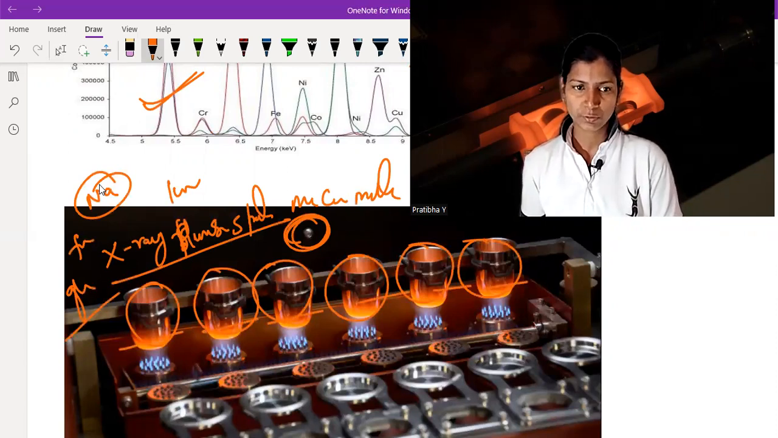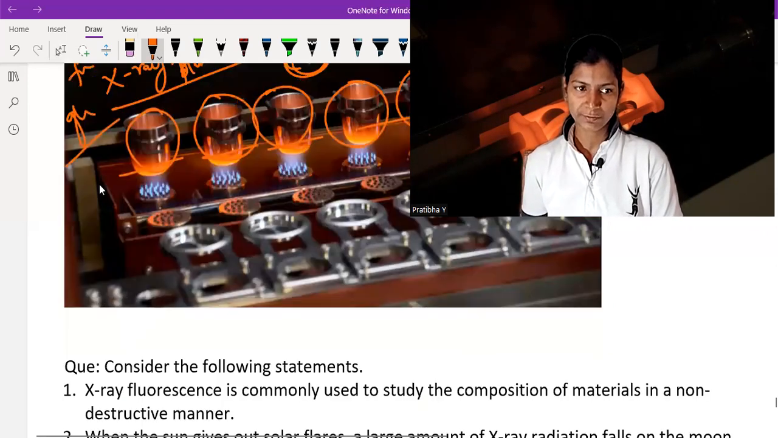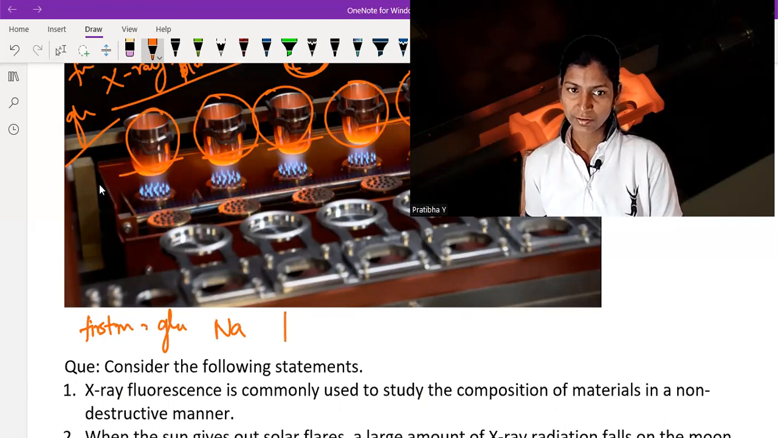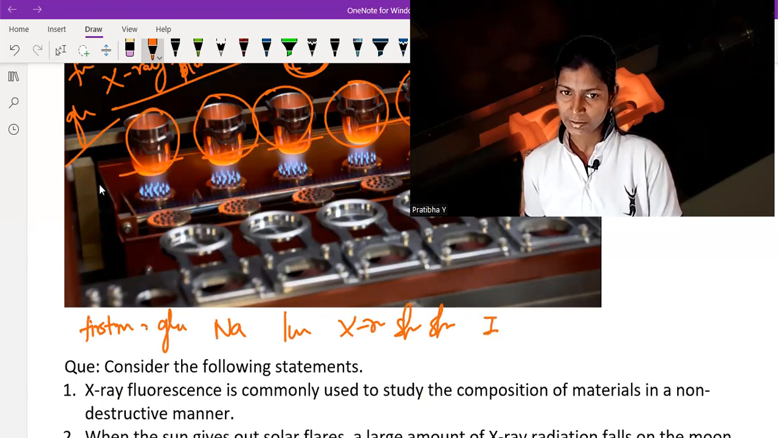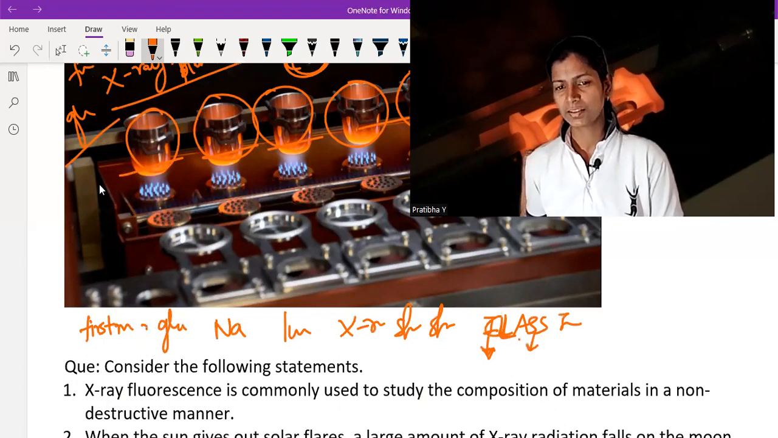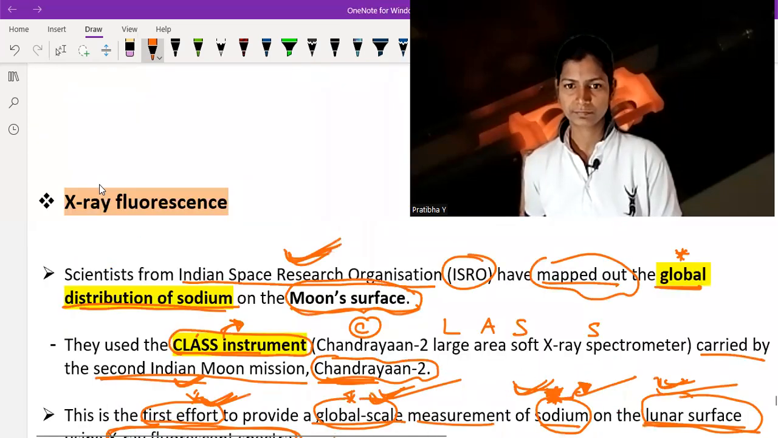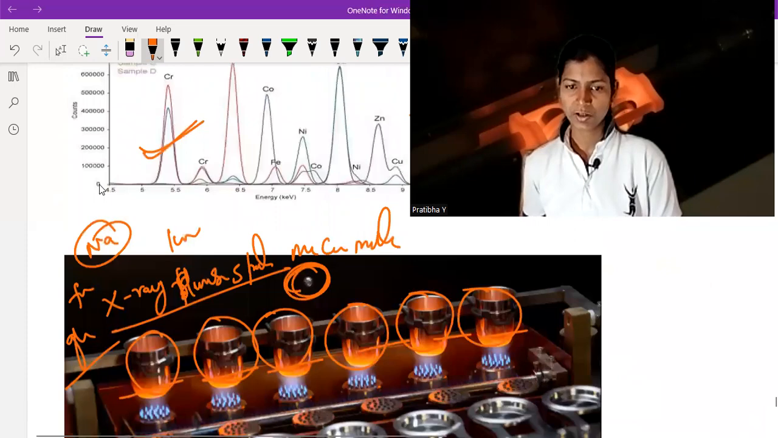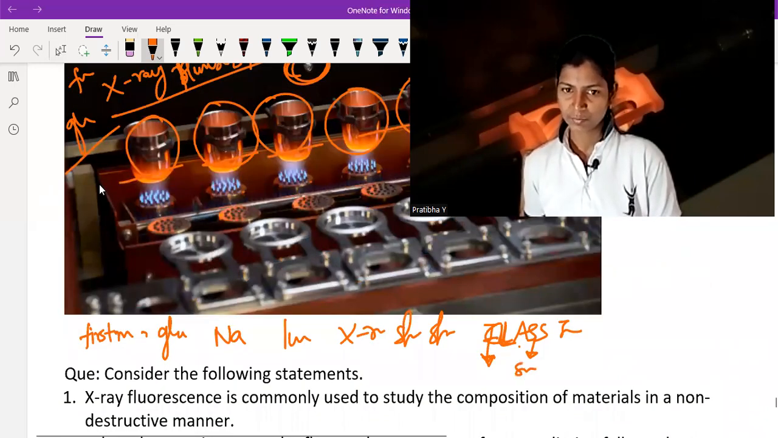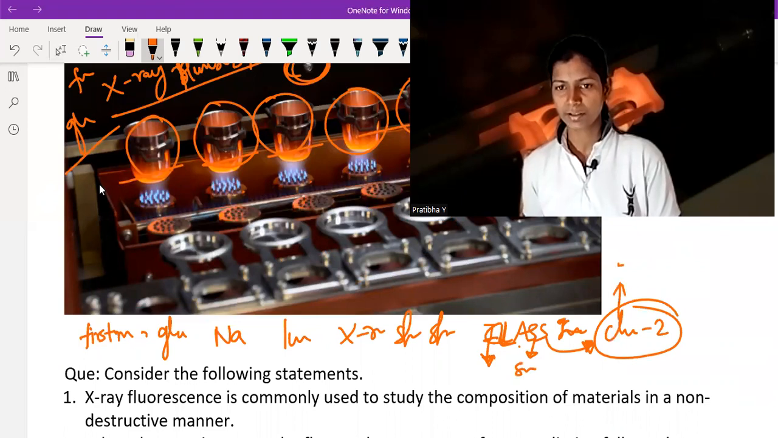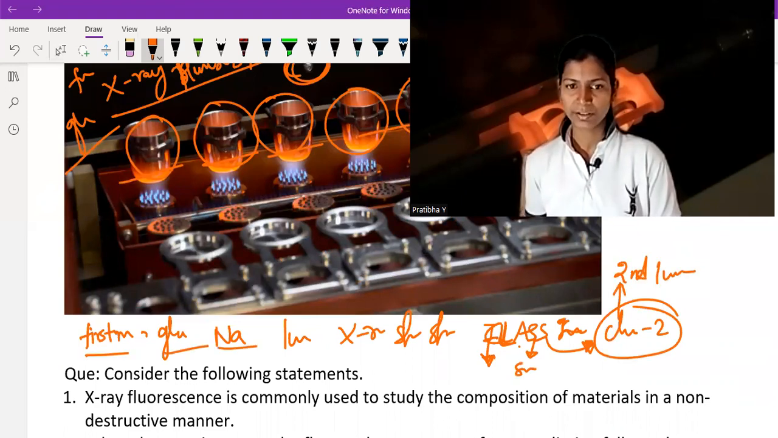For a summary, just remember 2-3 points. It is a first mission, global mapping of sodium on the lunar surface using X-ray spectrography spectra. Then they used the CLASS instrument, Chandrayaan 2 Large Area Soft X-ray Spectrography. The CLASS instrument was carried by Chandrayaan 2, which is the second lunar mission of India. All these keywords are very, very important.